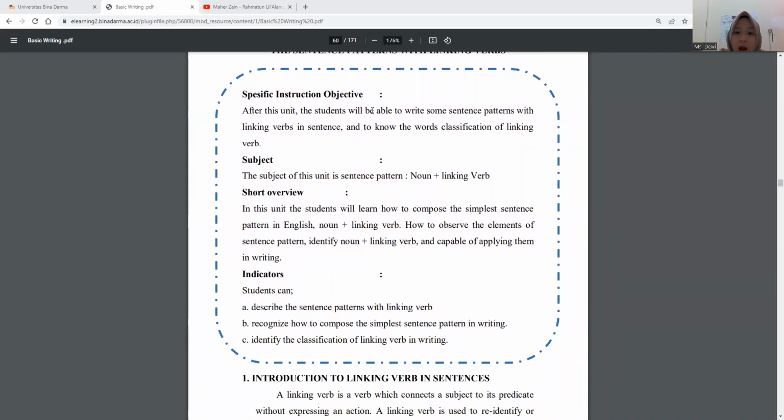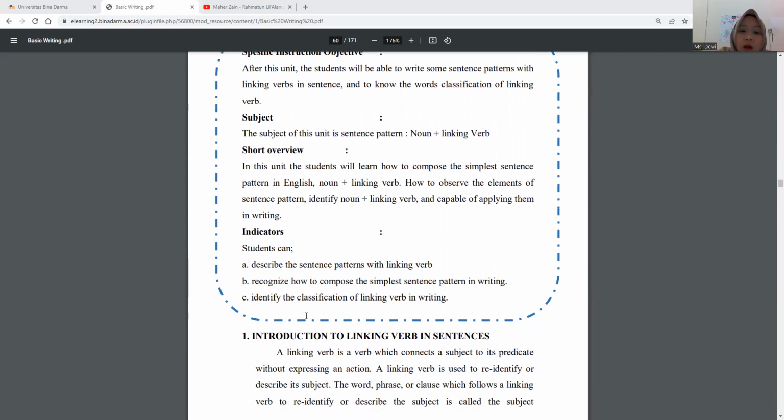Okay, so the objective of this chapter is that after this unit, you are able to write some sentence patterns with linking verbs and to know the word classification of the linking verb. So you also know what the linking verbs are, and also the subject of this unit is the sentence pattern, noun plus linking verb.